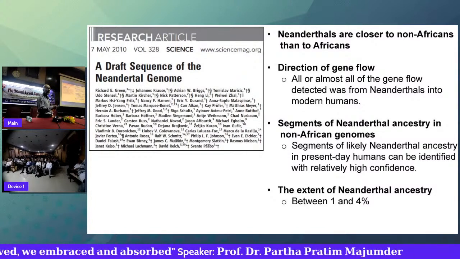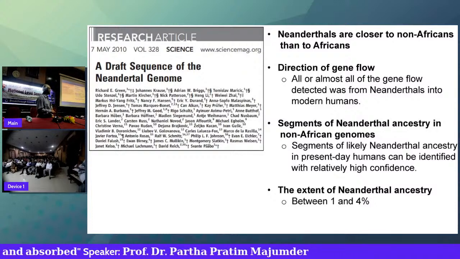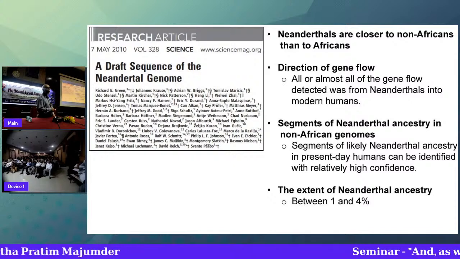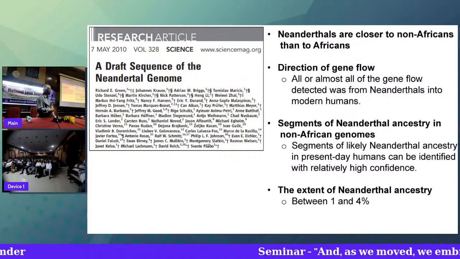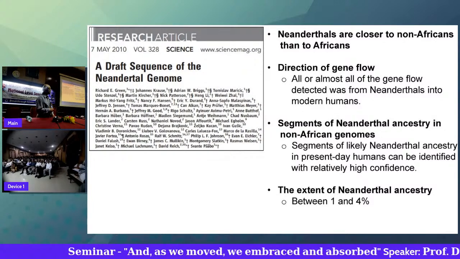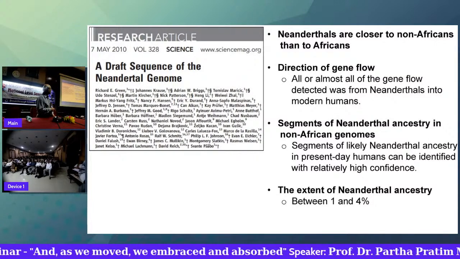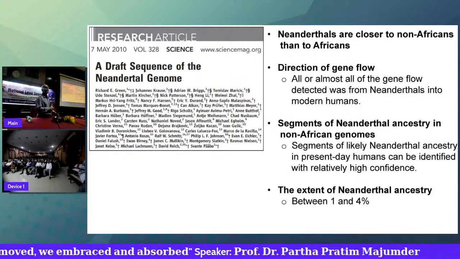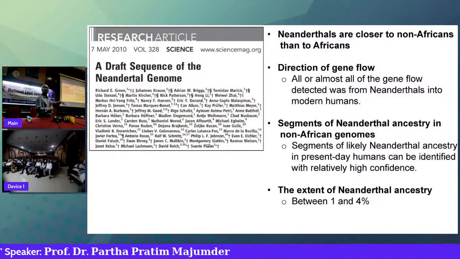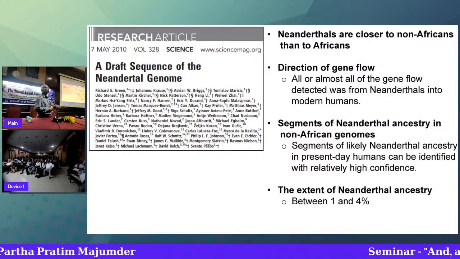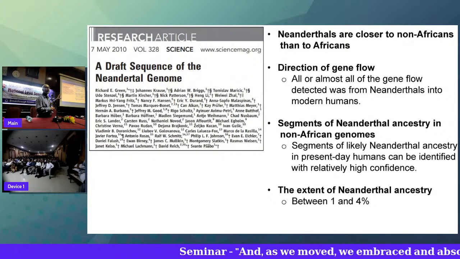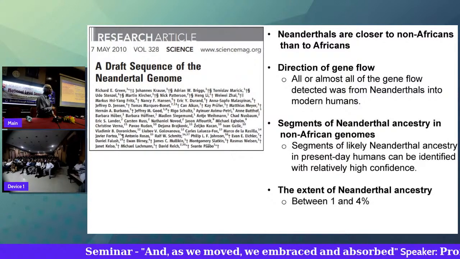That was the first draft sequence of the Neanderthal genome that he was able to produce. He also was able to compare the Neanderthal genome with the human genome and obtain some very useful inferences. Number one, Neanderthals are closer to non-Africans than to Africans. And the reason is because the ancestors of the Neanderthals left Africa about 500,000 years ago, and they were mostly in Europe and Asia. And therefore, they are more close to non-Africans than to Africans.